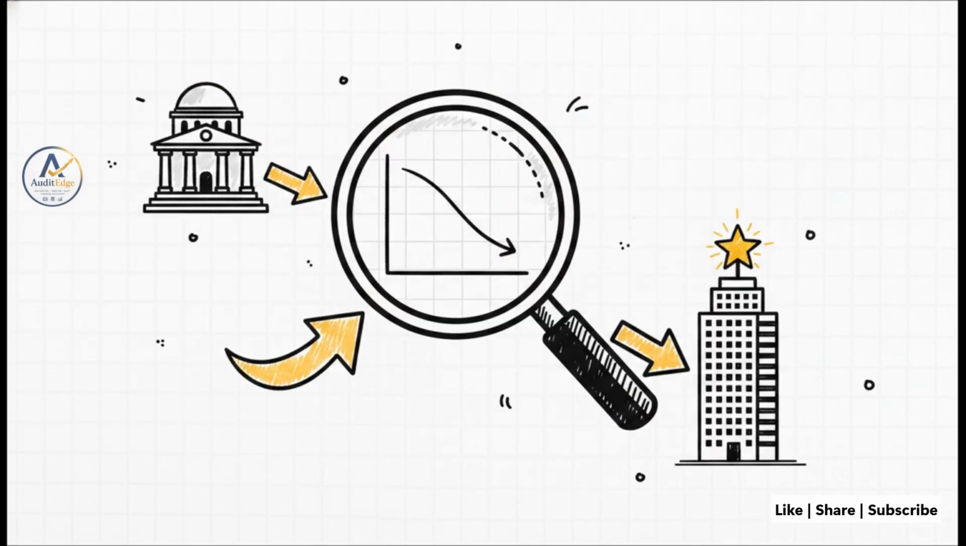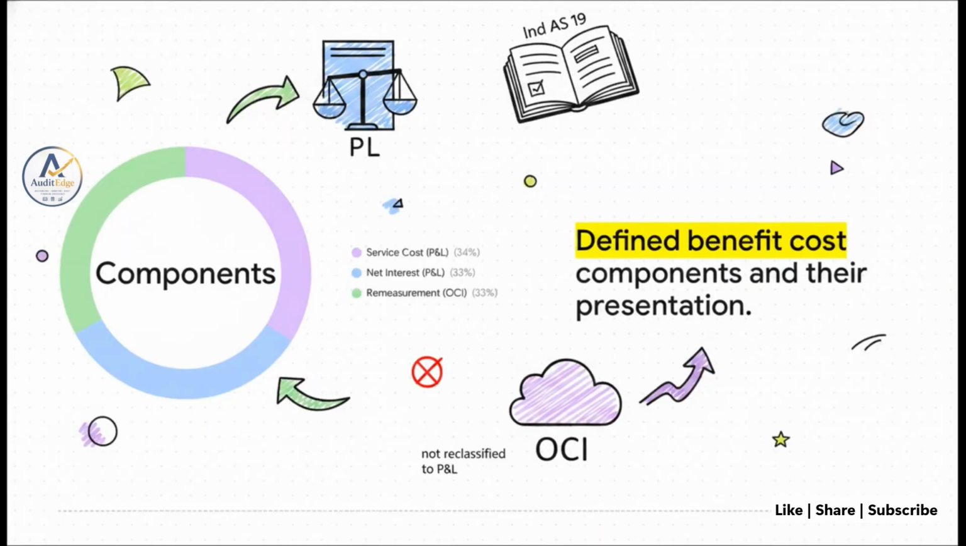Okay, so once we project the future payout, we have to discount it to present value. But what discount rate do we use? Please listen carefully, as this is a super common exam question. The standard requires you to use market yields on government bonds at the end of the reporting period. However, and this is a big however, if there's a deep market in high-quality corporate bonds for a specific currency, you must use those corporate bond yields instead. Don't forget this distinction.